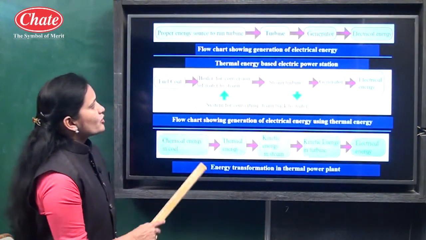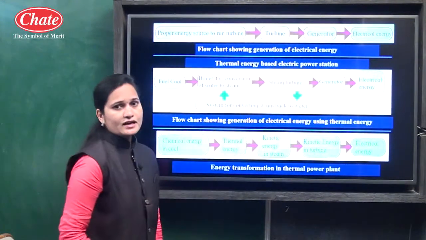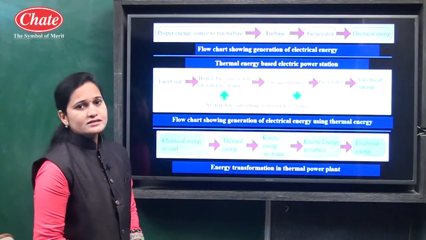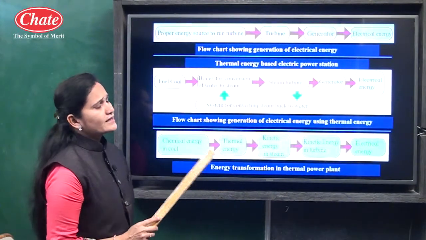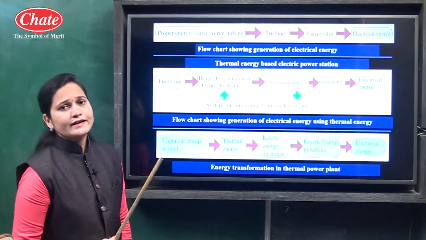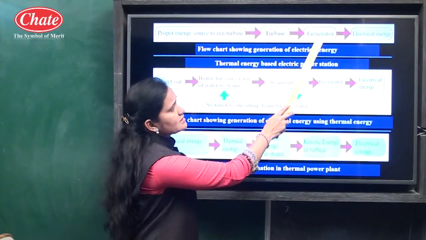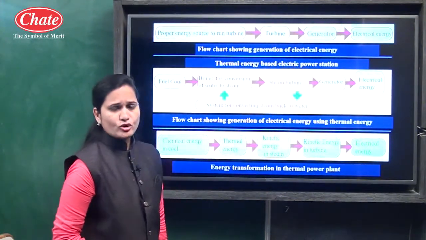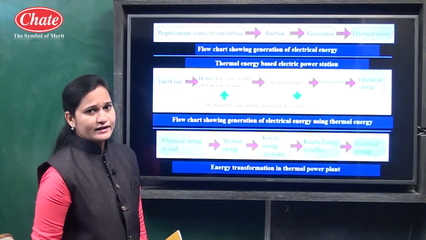Now the next point is about the flow chart showing generation of electrical energy. In this chart we will see how electrical energy is generated by using the principle of electromagnetic induction. The first important thing here is the generator. For which purpose? To convert the mechanical energy into the electrical energy.